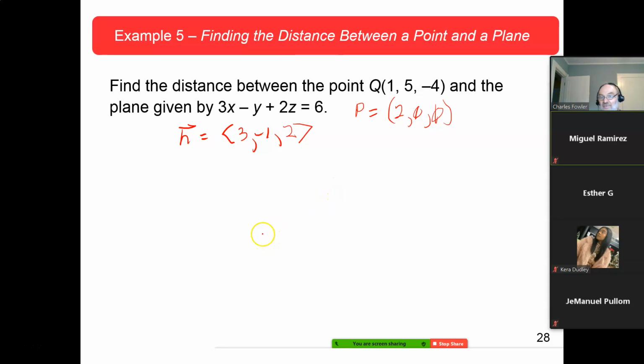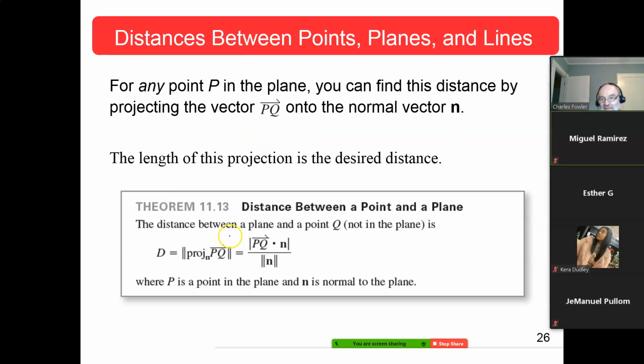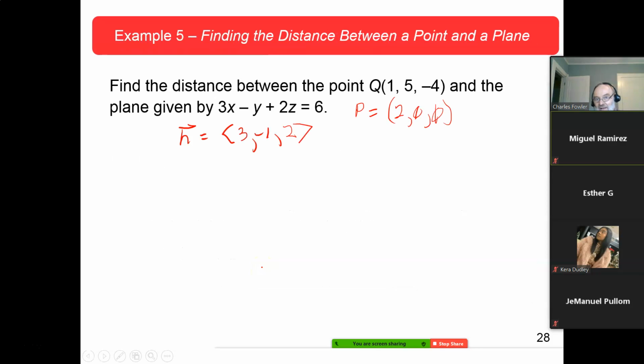So what are we going to do? If you recall, go back here, the distance between that point Q, not in the plane, which we already verified, is the projection. That's the absolute value of PQ dotted with n, divided by the magnitude of n. So let's do that. Let's come up with the vector PQ.